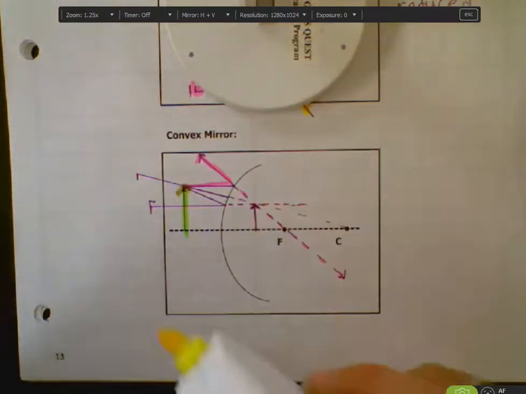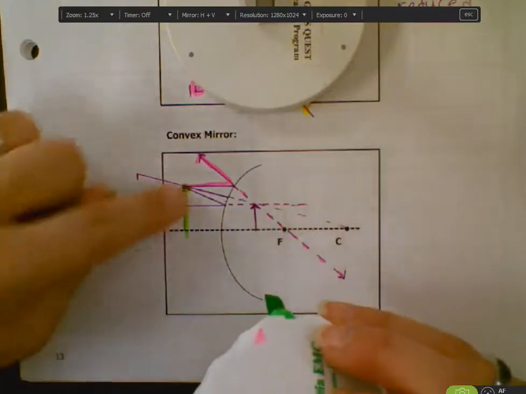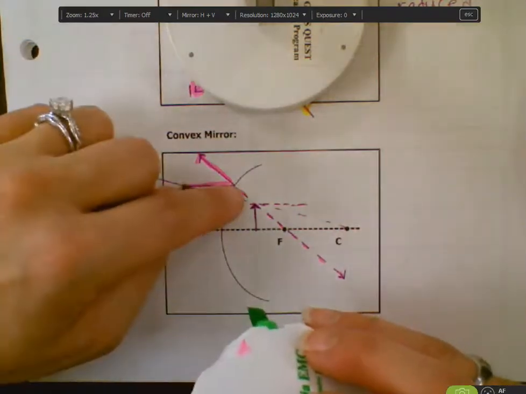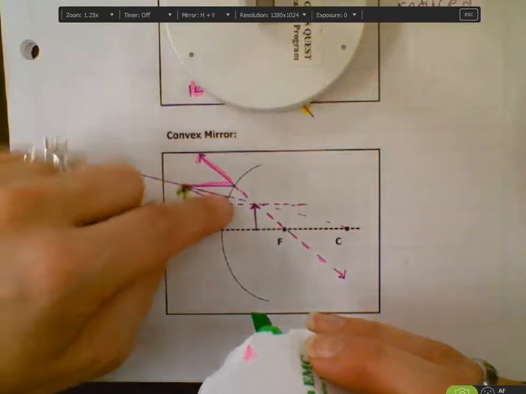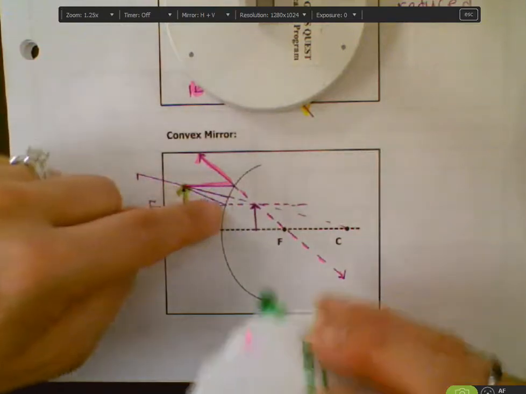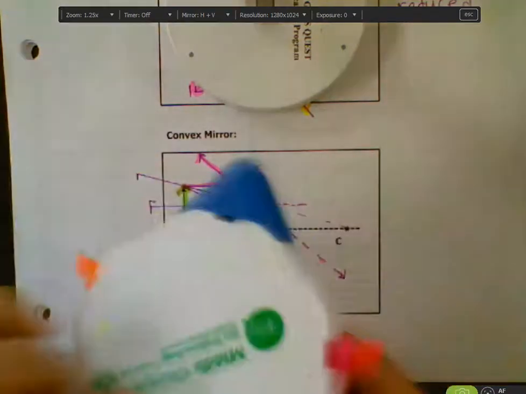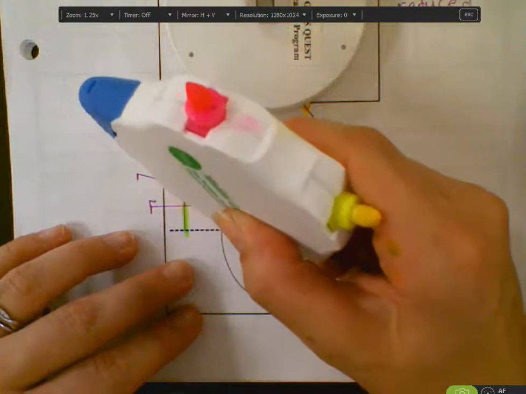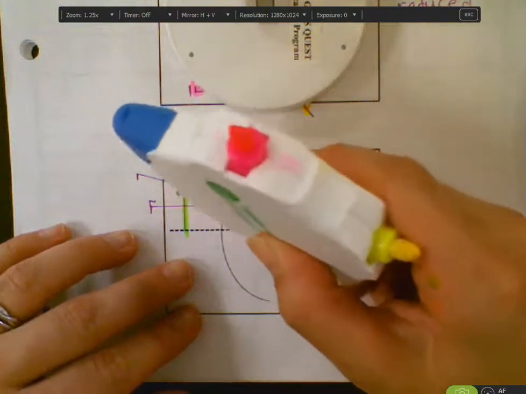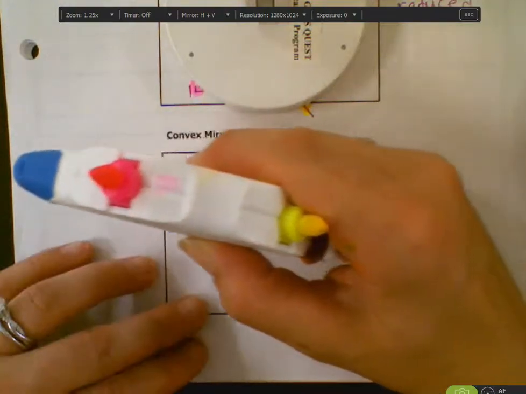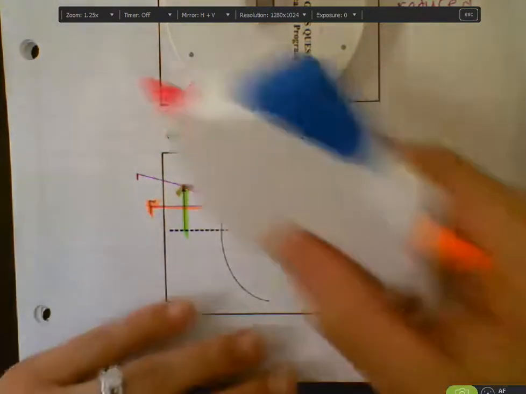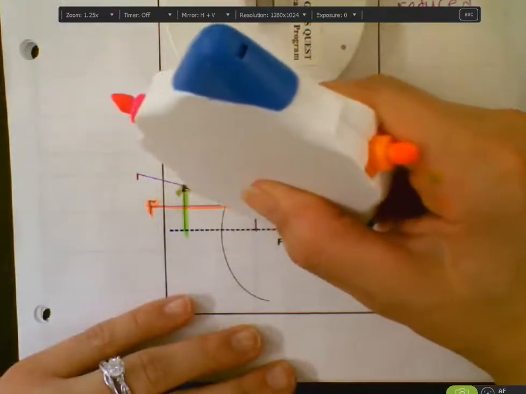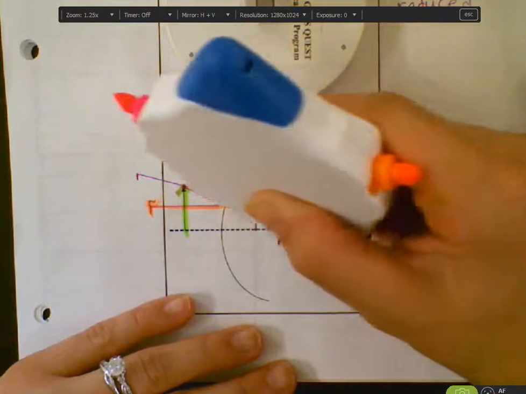Okay, I'm going to go back and finish my color coding because my first line was parallel and then through the focus. My second line was through the focus and parallel, and that's orange. I need my orange color. My second line was toward the focus and then parallel. And my third line was toward the center of curvature.